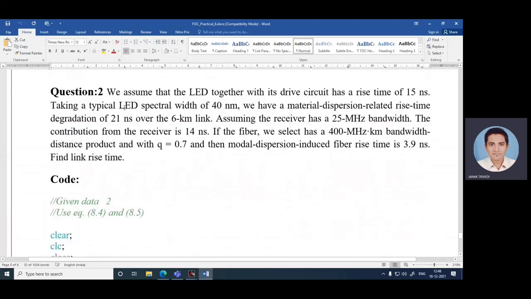Now the second question, question 2. We assume that the LED together with its drive circuit has a rise time of 50 nanosecond. Taking a typical LED spectral width of 40 nanometer, we have a material dispersion related rise time degradation of 21 nanosecond over a 6 kilometer length. Assuming the receiver has a 25 megahertz bandwidth, the contribution from the receiver is 14 nanosecond. If the fiber we select has a 400 megahertz kilometer bandwidth distance product with q equal to 0.7, and the modal dispersion induced fiber rise time is 3.9 nanosecond, find the link rise time.